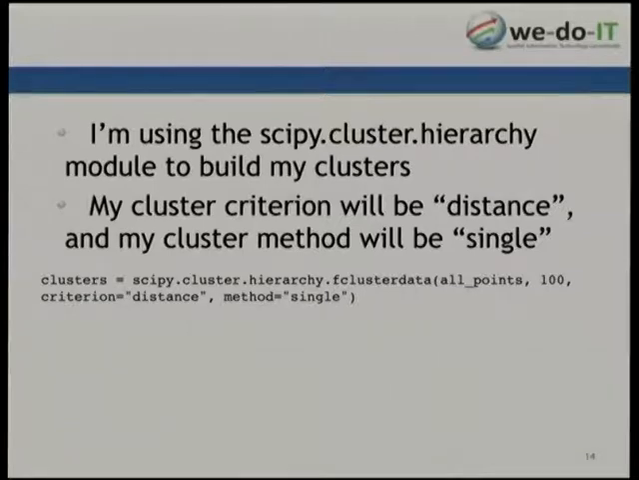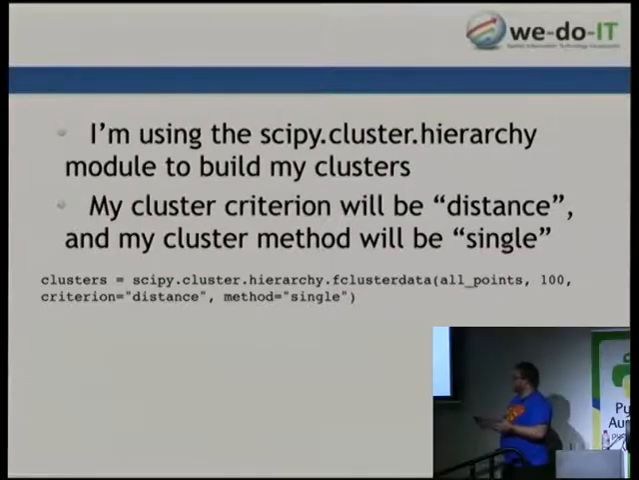This is pretty basic. A hierarchical clustering system is basically grouping things not into a set number of clusters, but instead by how far away from each other they are. So in this case, I care about clusters of points where the points are within 100 meters of each other. Really simple.